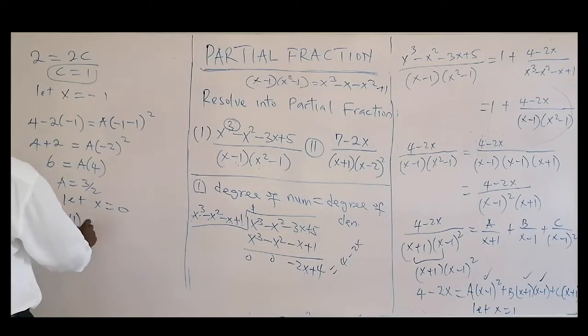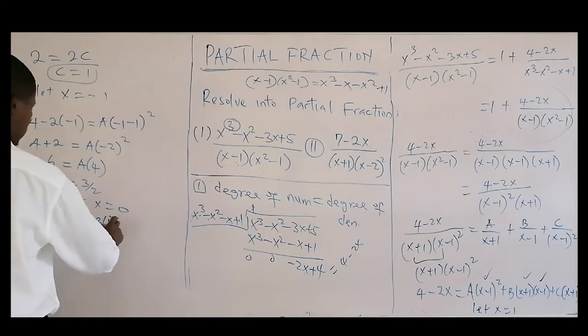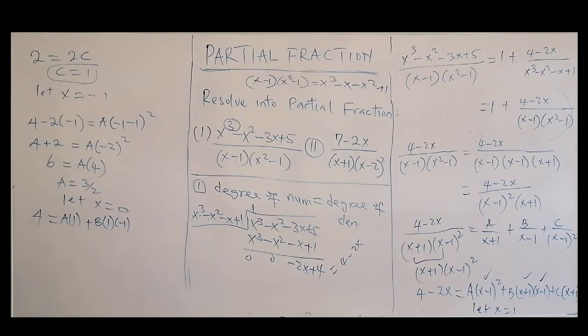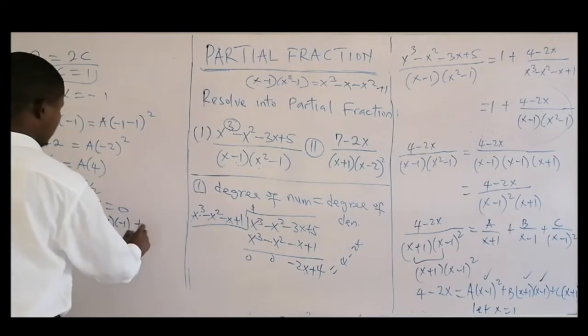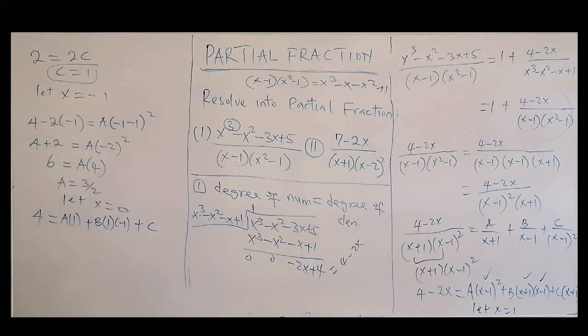Then b into bracket 1 minus 1. Then c plus c. So a value we have is 3 over 2, plus minus b. B also, do we have b? B is minus b, but we have c plus 1. This is 4. So 4 minus 3 over 2 minus 1 equal to b, equal to minus b.